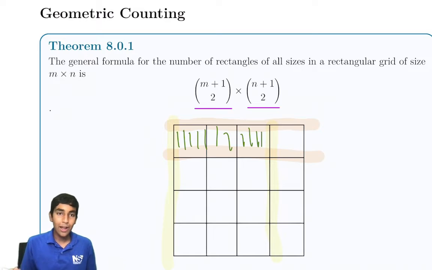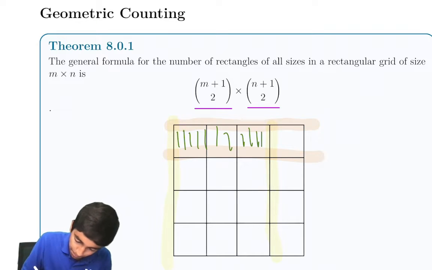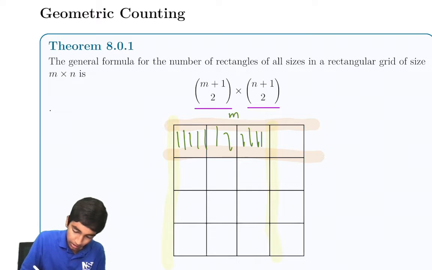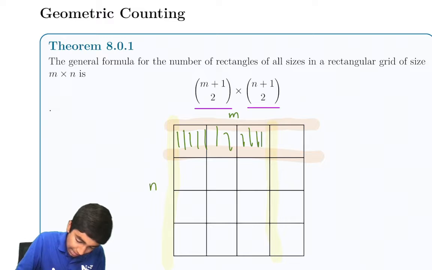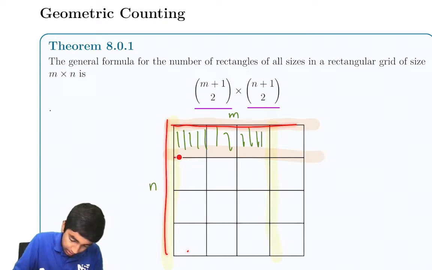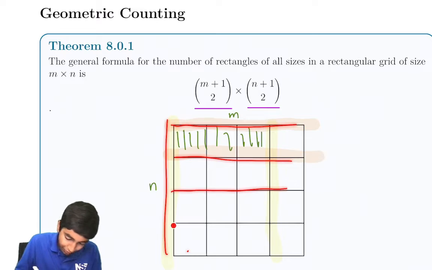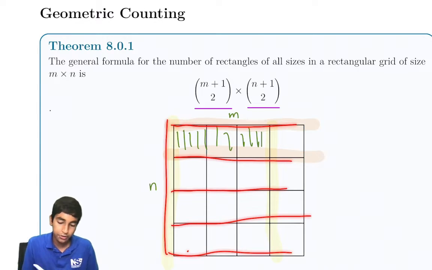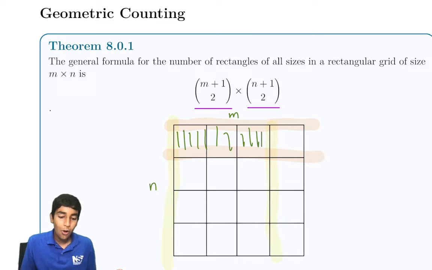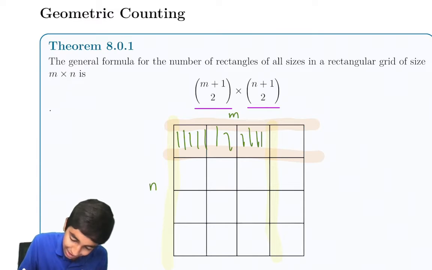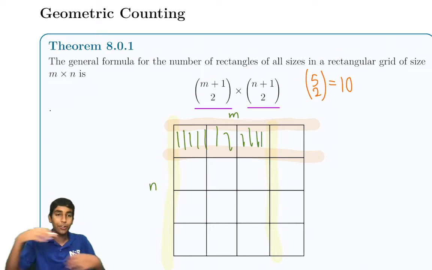Well, how many ways to pick two horizontal lines? It's m by n, so there's n. This is because this is n. There's n plus 1 of these lines. In this case, n is 4, so there's 5 lines like this, 5 horizontal lines. And from them, we just choose 2 of them. 5 choose 2 equals 10. So 10 choices for 2 horizontal lines.